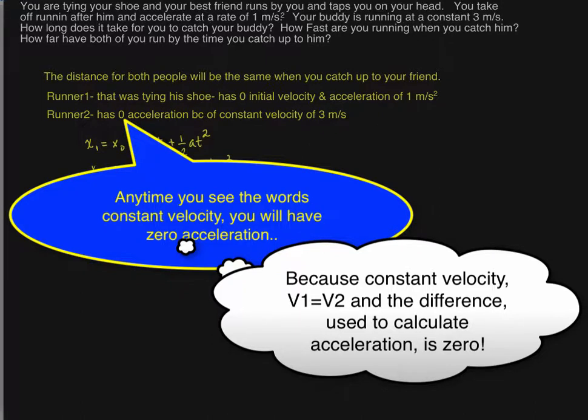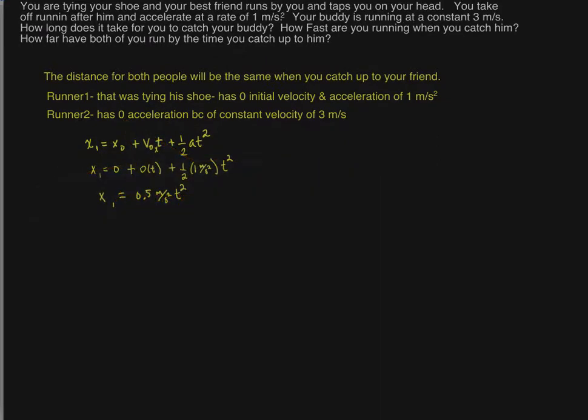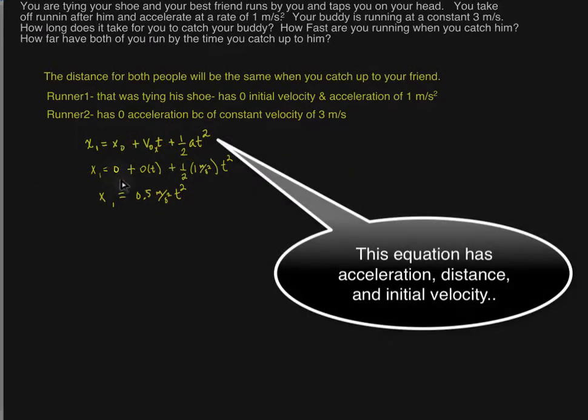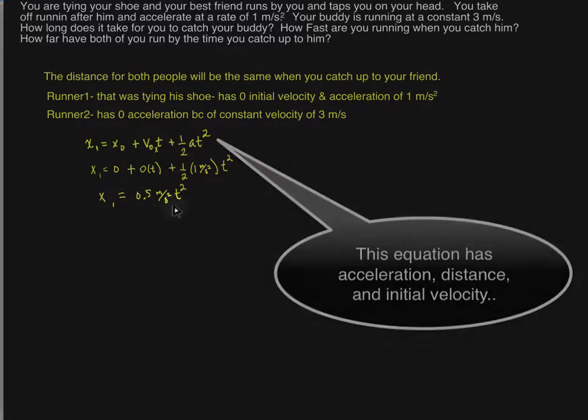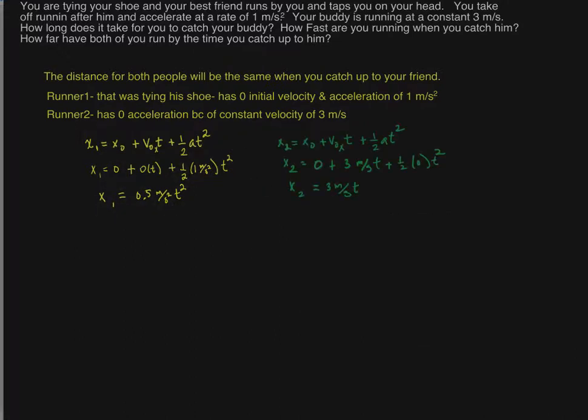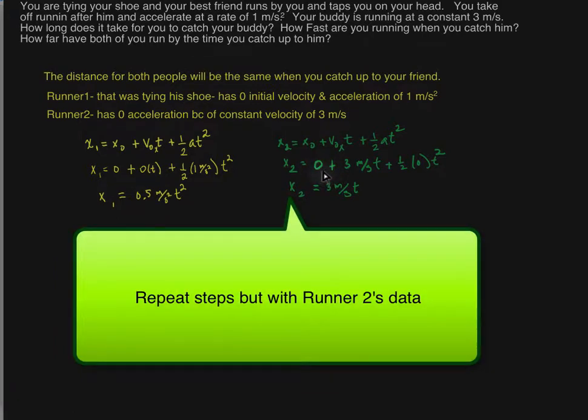So what we do is we look at each runner individually. Runner 1 had 0 velocity. We're going to call the starting point 0 for both runners. That's the point he passes me. And there's your acceleration right there. So simplified, there's runner 1. Now runner 2, 3 meters per second, but because it's a constant velocity, there's 0 acceleration.